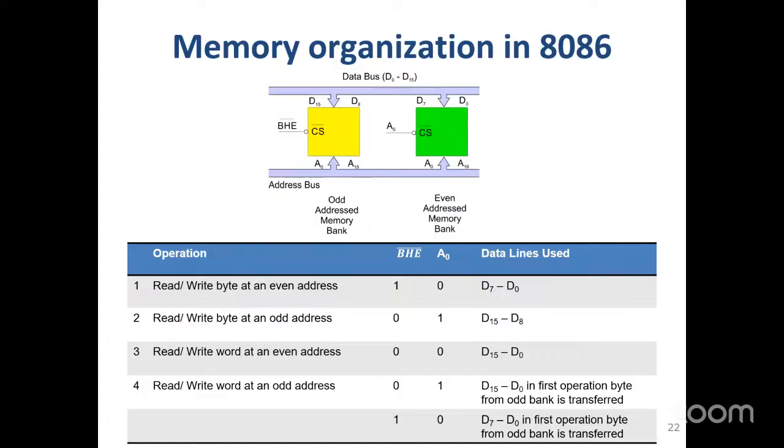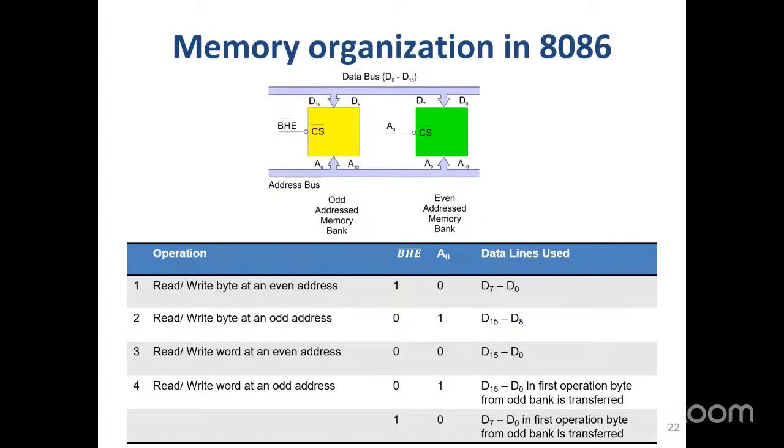Next, here both are 00. That means we are accessing the even address data as well as the odd address data, using the D0 to D15 pins. Using the 16-bit data bus, we are accessing this complete data. That is the read operation or write operation using the complete address, that is D0 to D15, even and odd address.